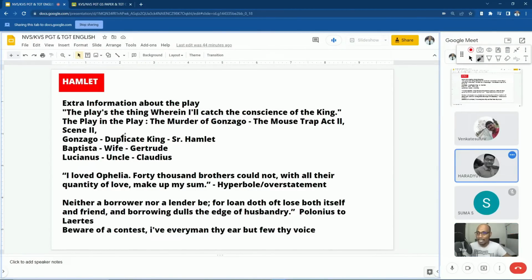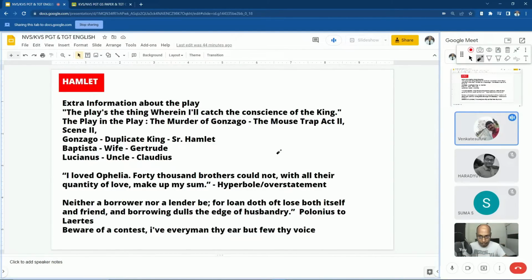Now, what is the extra information before we go into the exact text examination point of view? Here, "the play is the thing wherein I'll catch the conscience of the king" is said by Hamlet. And what is the name of the play which is part of the main play? The play in the play is The Murder of Gonzago. And the subtitle for The Murder of Gonzago is The Mouse Trap, and it is found in Act 2, Scene 2. So, what is the play within the play, Venkatesh sir?